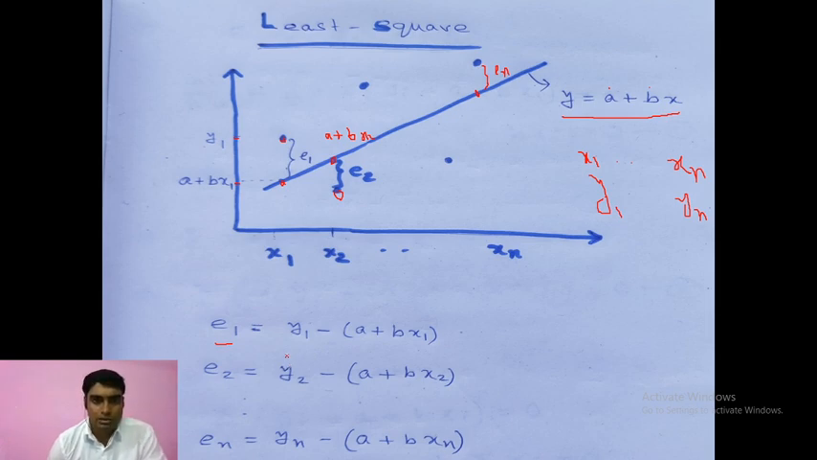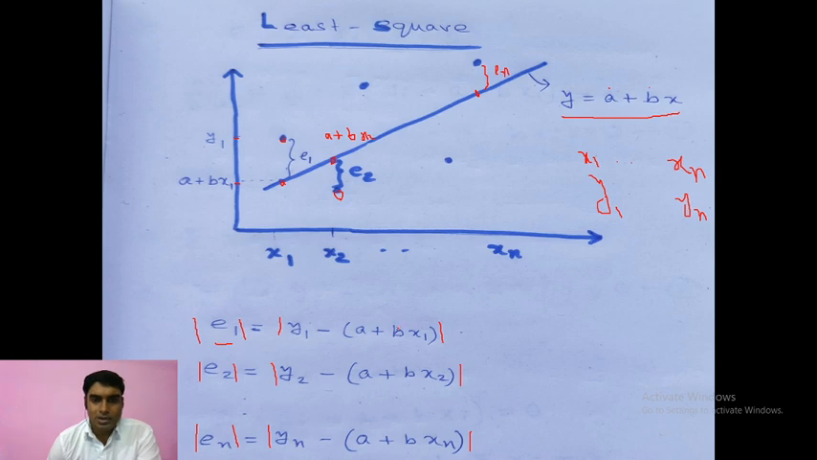So another thing you can do is take the absolute values: the absolute value of e1, the absolute value of e2, and the absolute value of en, for all these points. That you can do. But in statistics we take the square error. That's why it is called the least square.